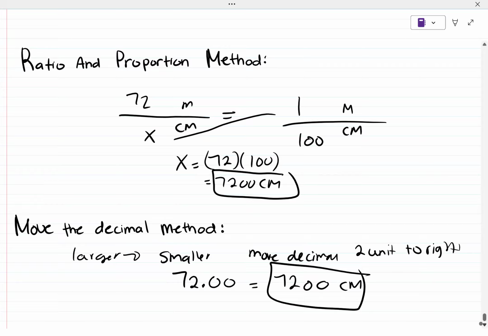Okay, so that's it. In the next video, we're going to convert within the household system using 3 methods. So next video will be all about household system conversion.